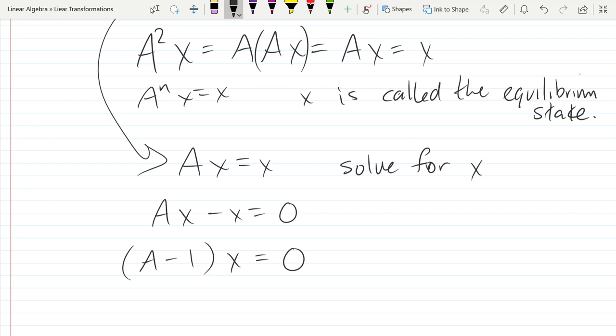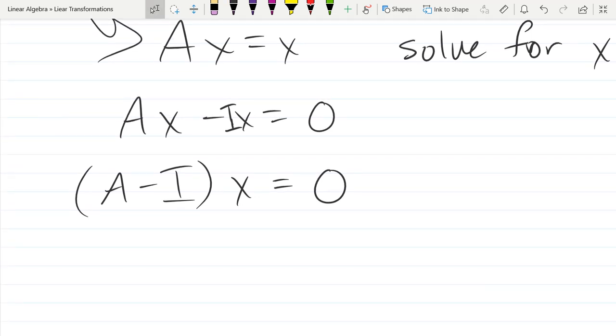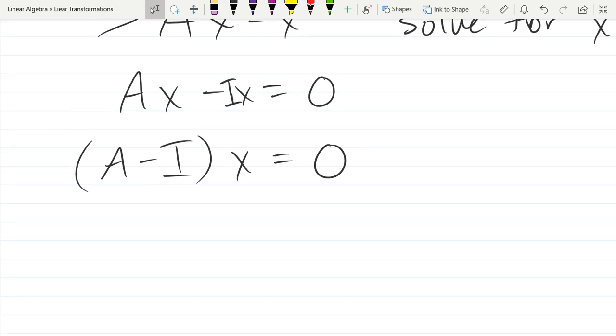What is a matrix A minus a number? Undefined. What goes there that acts like one? Identity. So I'm going to go back and put a little identity multiple in front of x. We know that multiplying by the identity is not going to change anything. So I can put that coefficient matrix up there. And now A minus I is just fine. And now we solve for x.